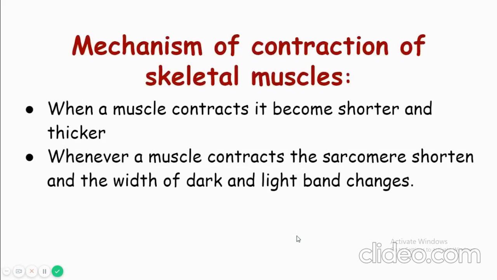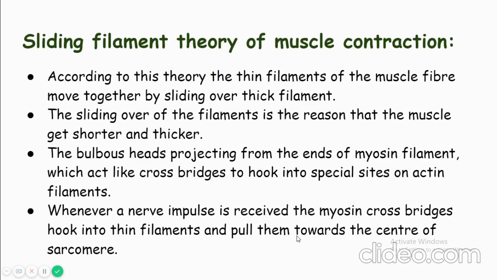So, the second topic of today's lecture is the mechanism of contraction of a skeletal muscle. How does skeletal muscle contract? We know that when a skeletal muscle contracts, it becomes shorter and thicker. Whenever a muscle contracts, the sarcomeres shorten and the width of the dark and light bands changes. How the dark and light band width changes, we see in the next slide.